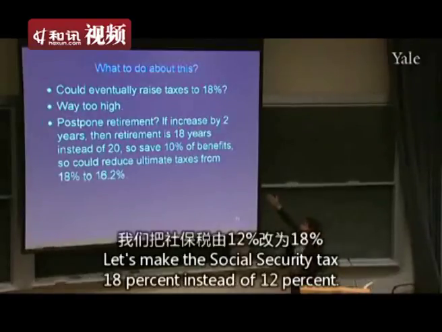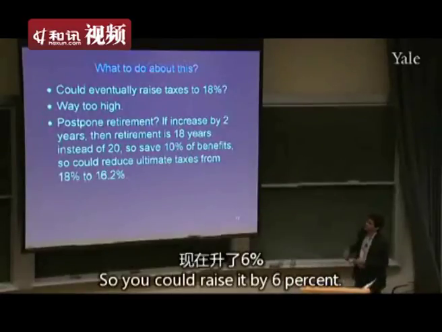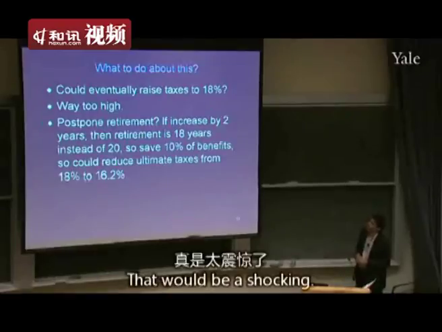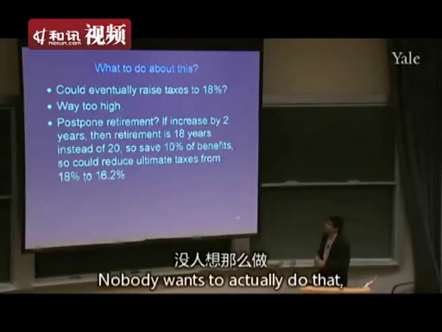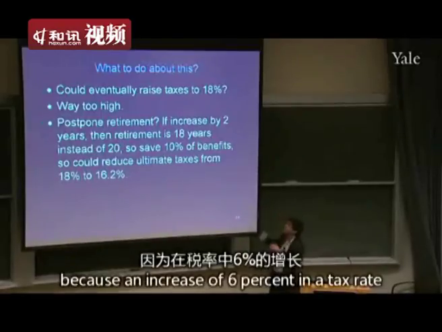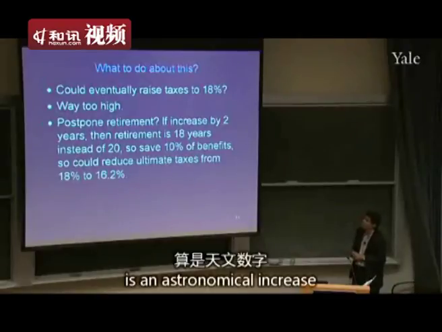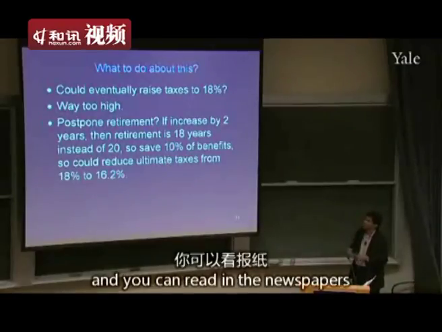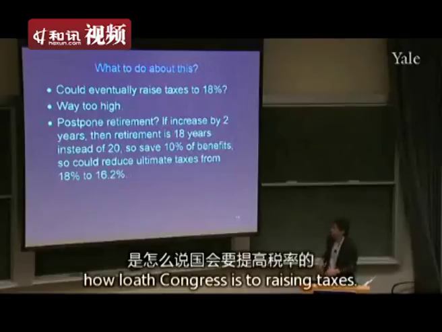Let's make the Social Security tax 18% instead of 12%. So you could raise it by 6%. Okay, that would be shocking. I think nobody wants to actually do that, because an increase of 6% in the tax rate is an astronomical increase, and you can read in the newspapers how loath Congress is to raising taxes.